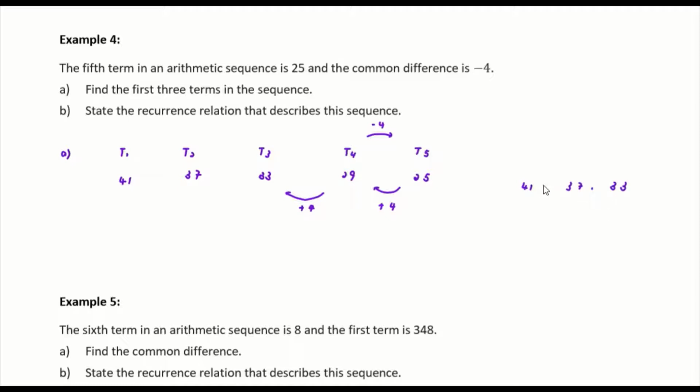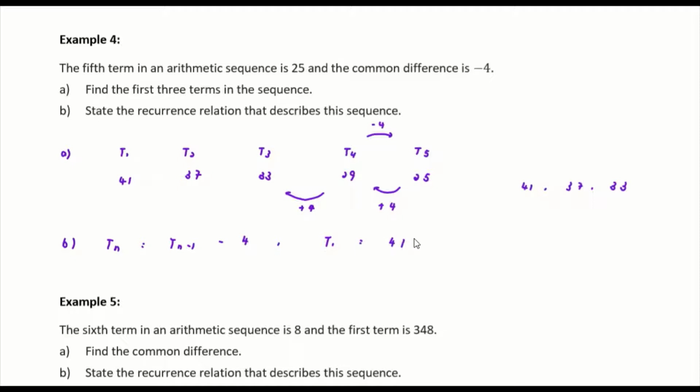So you can always check: when you go in ascending order, is it going to give you -4? So 37 minus 41, you get -4. 33 minus 37, you get -4 as well. Okay. B, state the recurrence relation. So this is easy. To find the nth term, you use the (n minus 1)th term and then minus 4. Okay. And don't forget to state your first term, which is 41.